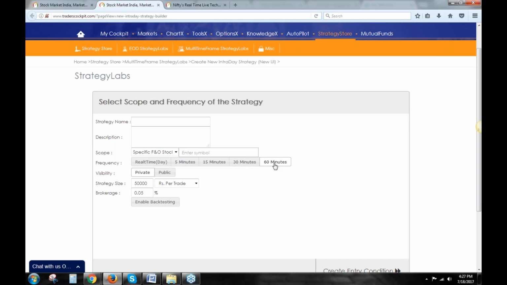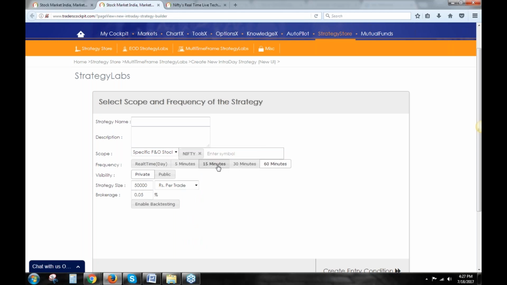Suppose you want to backtest any strategy on Nifty or Bank Nifty or any single stock, you can do a quick selection here. You can enter the symbol here, for example, Nifty. I can select the stock name here, and then select the right time frame you want. If you want to backtest it on a 15-minute, 30-minute, or 60-minute candle, the time frame can be selected from here, and accordingly you can go ahead with the backtesting.